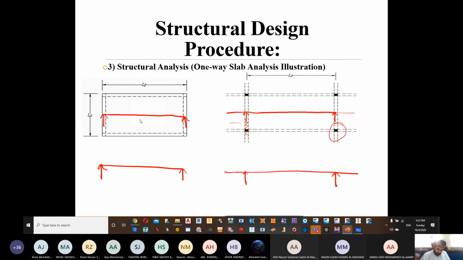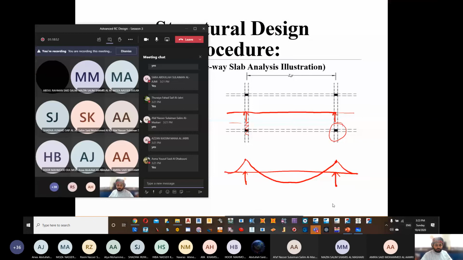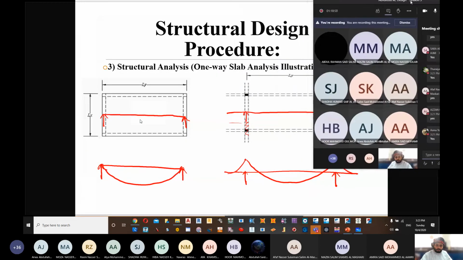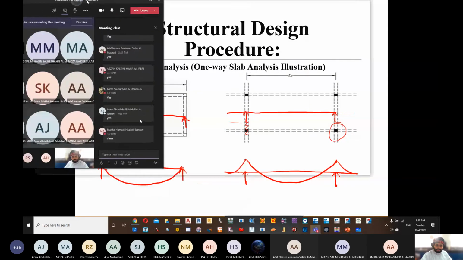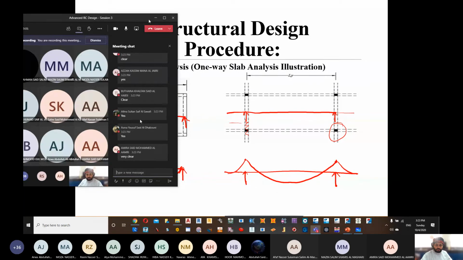Now, how to draw the bending moment diagram? This is 0, this is 0, and then we have a parabola. Now, for the other scenario, this is continuous. So this goes like this, and then it returns. Are we clear? Are we fine with this one? You need only to use your basics, whatever you have studied previously. They're okay? Very good.